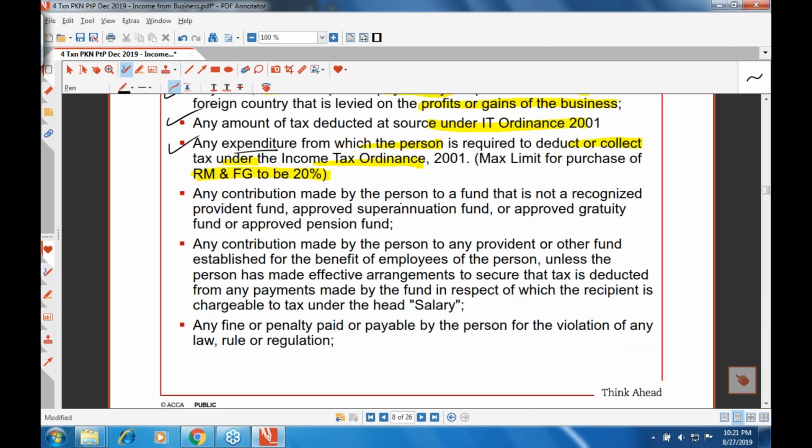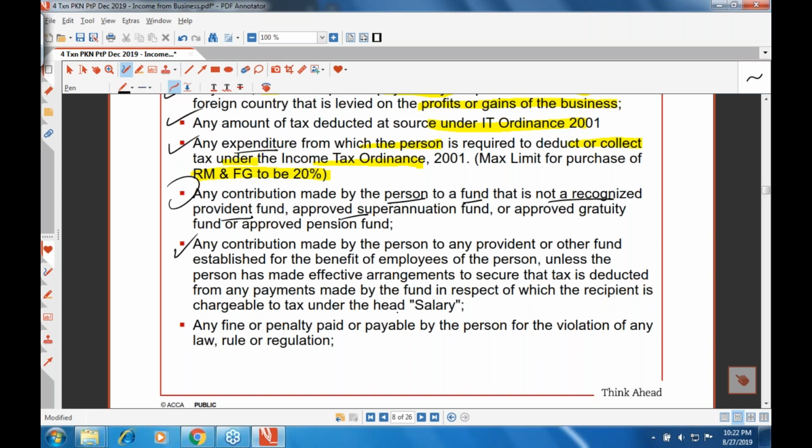Next, it says any contribution made by the person to a fund that is not a recognized provident fund, approved superannuation fund, and so on. We did discuss in the income from salary that the funds, either gratuity fund or provident fund or pension fund, could be approved or unapproved. If a fund is unapproved and you are making payments into the fund as an employer, as a business, then you cannot claim a deduction of the expense. Although if you were making payment to a fund which is recognized, you can claim the deduction.